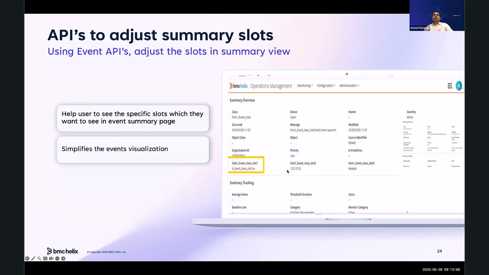So now the user has the choice where they can use the event API to adjust the slot into the summary view. So now you have all these capabilities through the API, but we were also planning to introduce this functionality out of the box from the UI perspective as well, where in the UI you can actually go and select what slots you want to see for the specific classes from the event, right? So this is all under the roadmap as of now. We are still looking into how we can bring in this functionality.